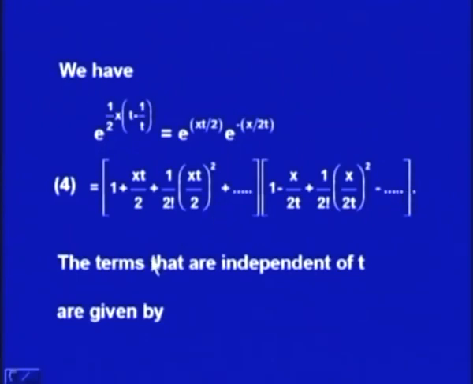Then let us collect the coefficients of various powers of t. First we look at the coefficients of t to the power 0, that is the terms that are independent of t. Such terms will come when we multiply 1 by 1, or t by 1 by t, or t square by 1 by t square, that is, the coefficient of t to the power n multiplied by the coefficient of t to the power minus n from here will give us the terms that are independent of t.